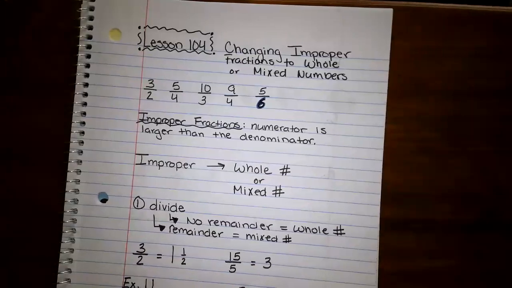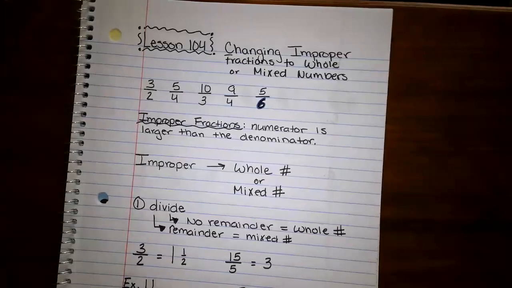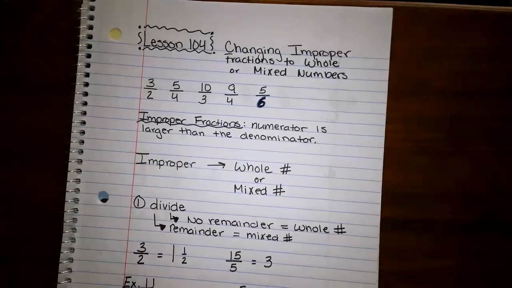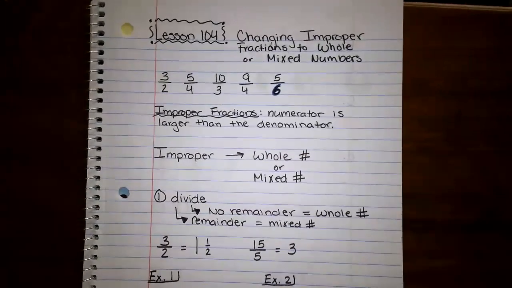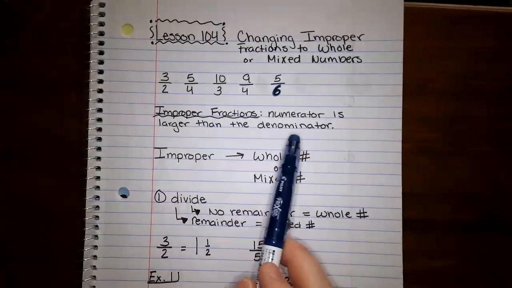Okay, so lesson 104, we're talking about changing an improper fraction to a whole number or a mixed number. Now, the last one we were talking about equal fractions that are equal to 1 or 1/2. And so that will come into play when we talk about this. But let's talk about what an improper fraction is. An improper fraction is when the numerator is larger than your denominator.